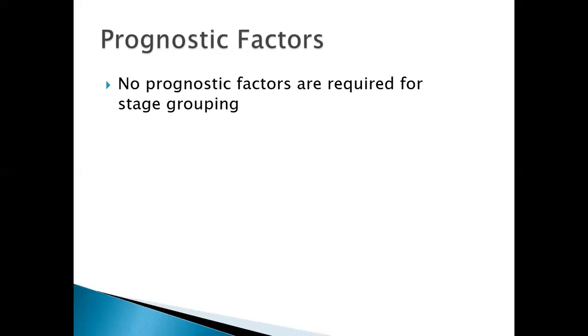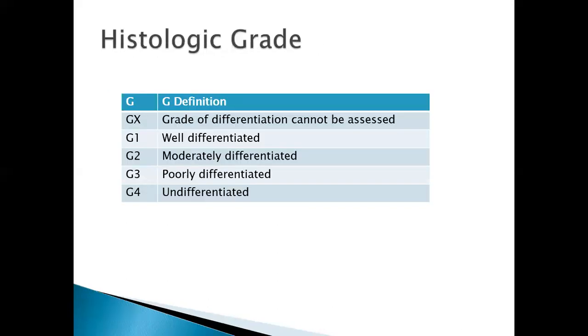There are no prognostic factors required to assign the lung stage group. So one of the easier prognostic stage groups to assign. Just want to quickly note that the lung chapter states that pathologists should use the 4-grade system as listed here. So this grading system supersedes any other grading system that the pathologists may use. Remember, they are guided by CAP to use this grading system, and hopefully they do.